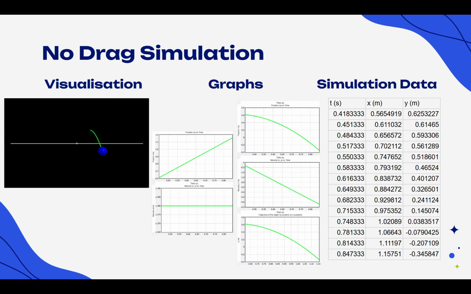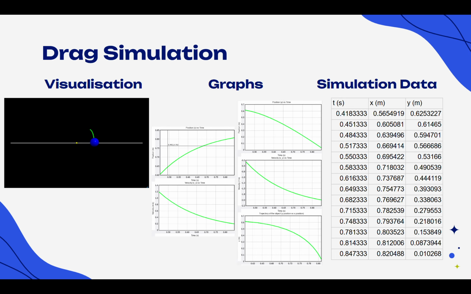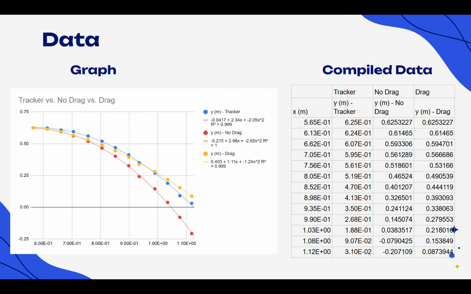So this is the visualization for the no drag simulation. And the 5 graphs that were created were x position versus time, x velocity versus time, y position versus time, and y velocity versus time, as well as x position versus y position. And this is the simulation data. And you can see a clear difference between the no drag and drag simulations. And this is all the data compiled together in the x and y direction.